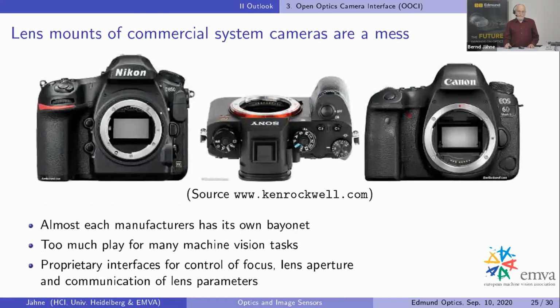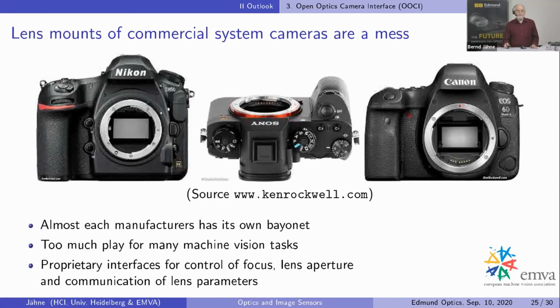So, if you look now at the consumer world, it's also not a nice story, because the lens mount of commercial system cameras is, just to say it in one word, a mess, because almost each manufacturer has its own bayonet, its own communication protocol. Also, the bayonets are actually not very good for machine vision. They have too much mechanical play for many machine vision tasks. And you have a really hard time doing reverse engineering of the proprietary interfaces. Some companies are out there which do that.